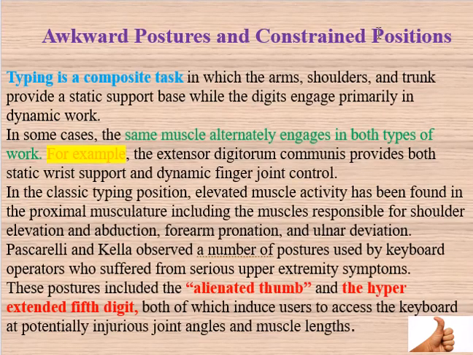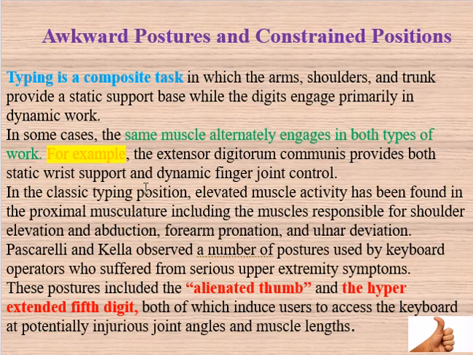Awkward postures and constrained positions. Typing is a composite task in which the arms, shoulder, and trunk provide a static support base while the digits engage primarily in dynamic work. In some cases, the same muscle alternately engages in both types of work. For example, look at this example: extensor digitorum communis provides both static wrist support and dynamic finger joint control.